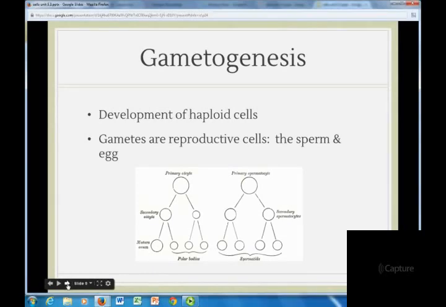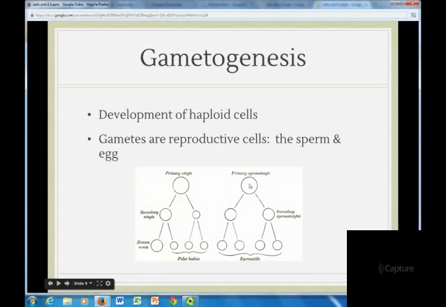The gametes are your reproductive cells, the sperm and the egg. It is slightly different in humans for males and females. For the female, you start out with your 1 cell. It undergoes meiosis 1 to make 2 cells. One of those cells will end up becoming a polar body, and then you'll undergo meiosis 2 and you'll make the mature ovum, and the remaining 3 cells become polar bodies. So you end up with a total of 4 polar bodies that end up being formed from the female.